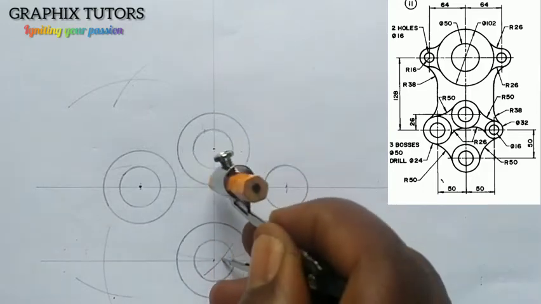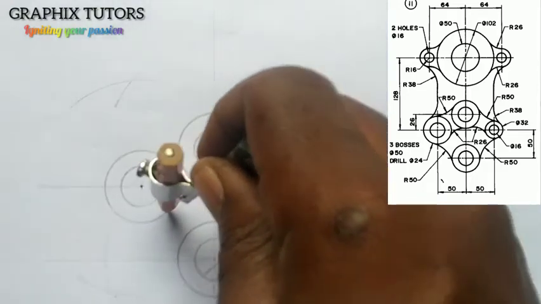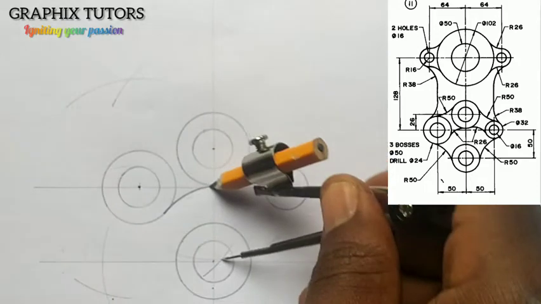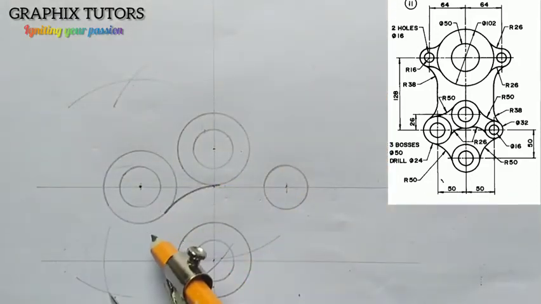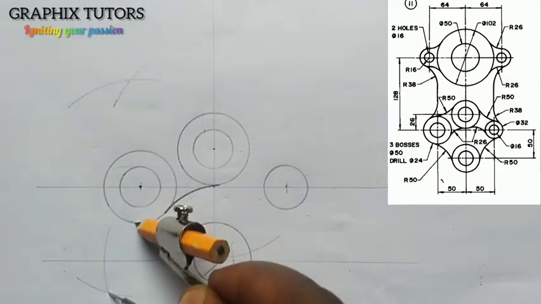And I'll place my compass at this point. So I'll join these two circles together. I'll take in them, you can see that. I'll come here also, the same radius. I'll do the same thing and join these two together, right?